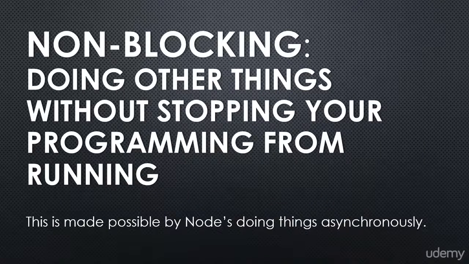Non-blocking, meaning doing other things without stopping your program from running. And this is made possible by Node doing things asynchronously. A blocking process means that, for example, let's say I said, go grab me this file, please, and get the contents. And then I waited for the entire file to be read and all the contents to be pulled into memory, and then I moved on to the next line of code.